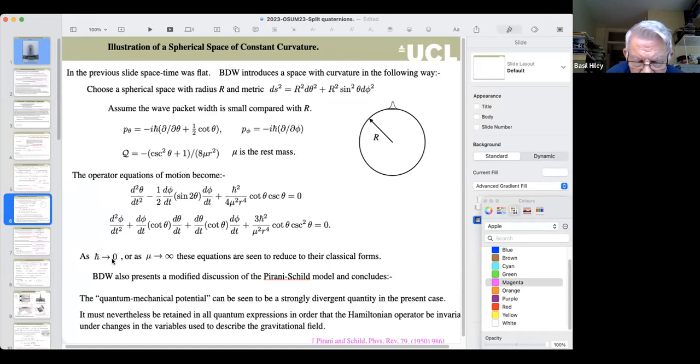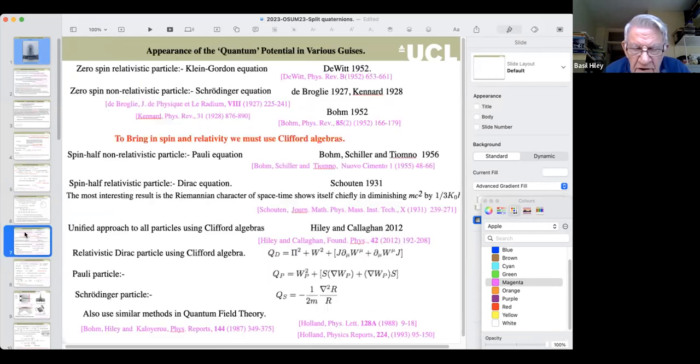And then he remarks that as h bar goes to 0 or mu goes to infinity, these equations reduce to their classical forms. He also has a discussion of the Pirani shield model, but then he says the quantum mechanical potential can be seen to be strongly divergent. So this is a problem that's coming up, but nevertheless, it must be retained for all quantum expressions in order that the Hamiltonian operator is invariant under the change of variables used to describe the gravitational field. That's very interesting. I don't know whether you folks find it very interesting, but I found it very interesting to discover something after all that time, which seemed to have been forgotten.